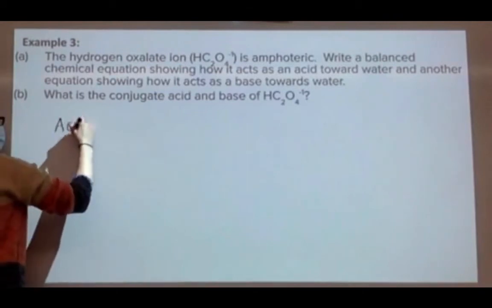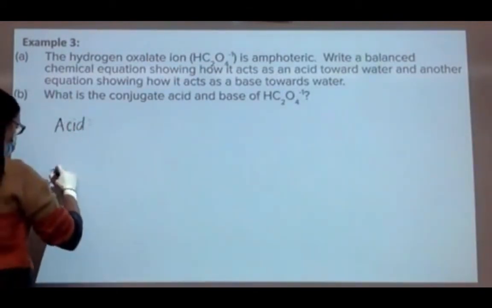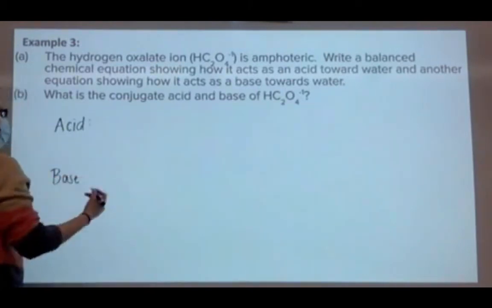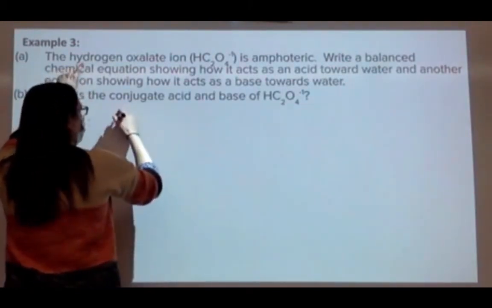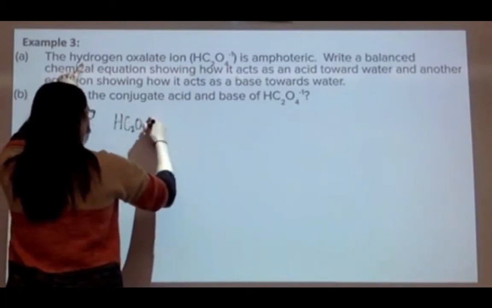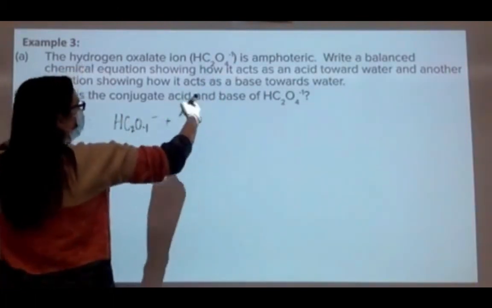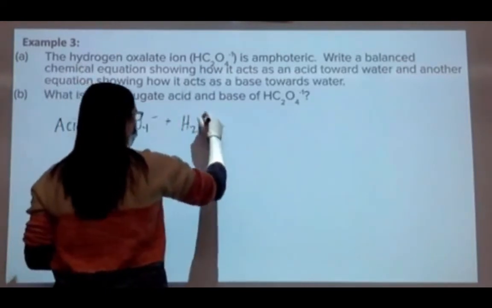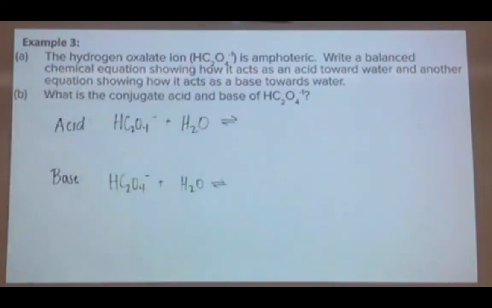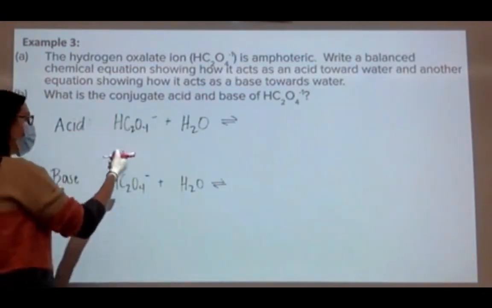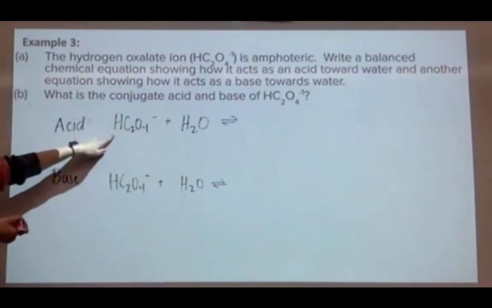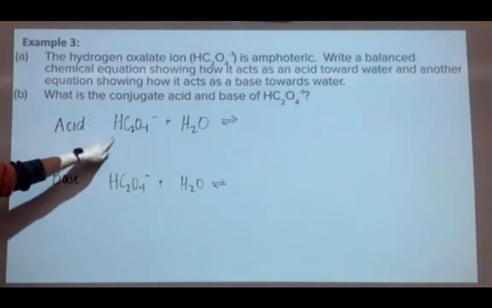So I'm going to show 2 equations. I'm going to show it acting as an acid, and I'm going to show it acting as a base. So the hydrogen oxalate ion, HC2O4 minus, and in both of these we're showing how it acts toward water. I'm putting the double arrow because most acid-base reactions, unless it's a strong acid or strong base, will exist at equilibrium. In this first one, if HC2O4 minus is acting as an acid, what is it going to do with the proton? Donate or accept?